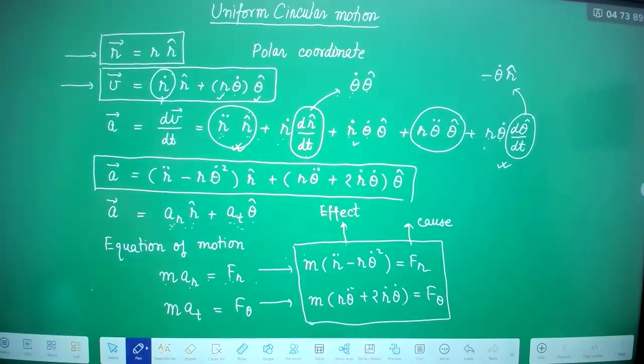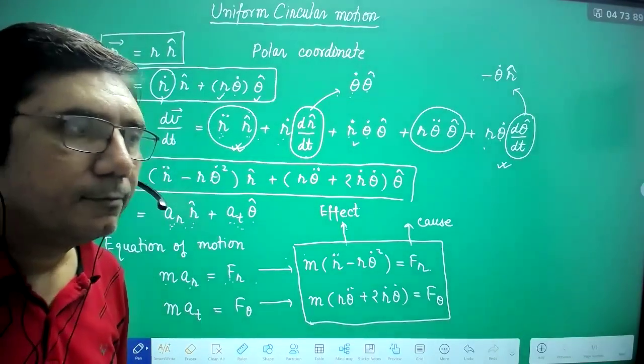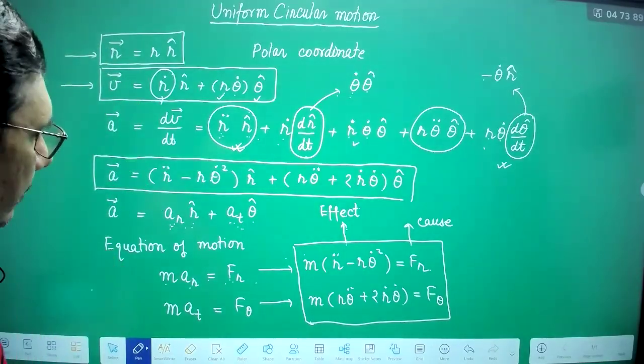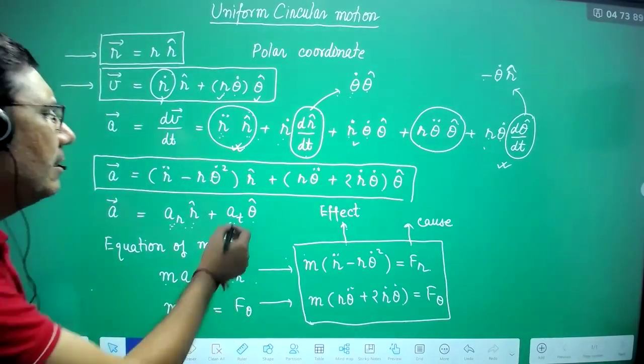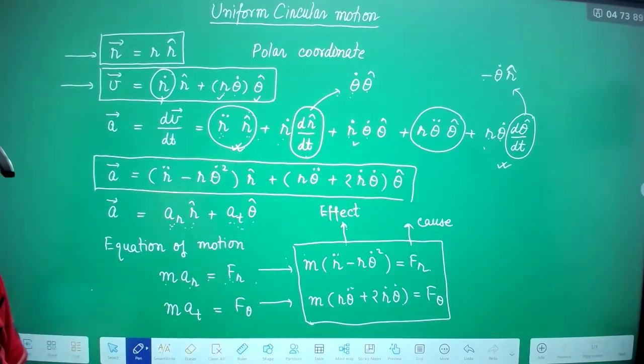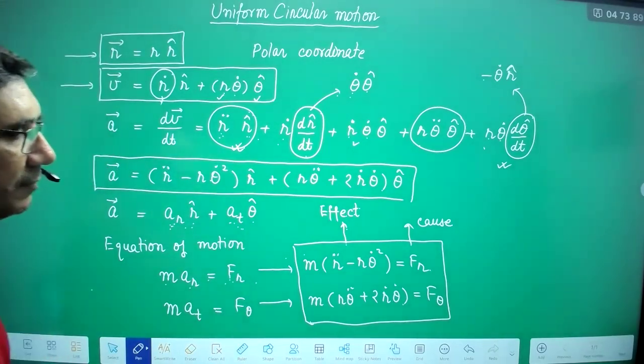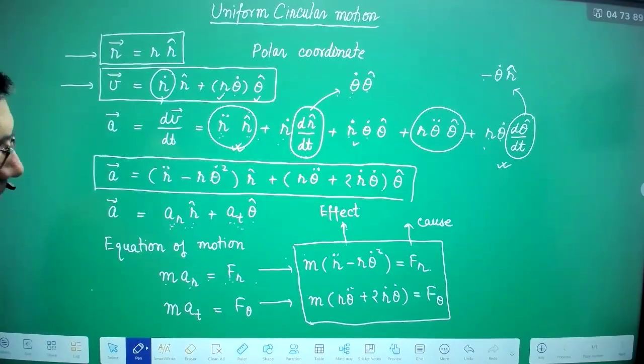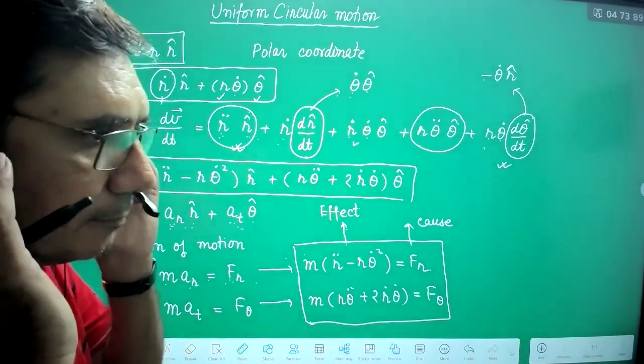Sir, tangential acceleration you are denoting AT, but you can also write it as A theta. Yes, you can write it as A theta. AT or A theta, this is your choice.